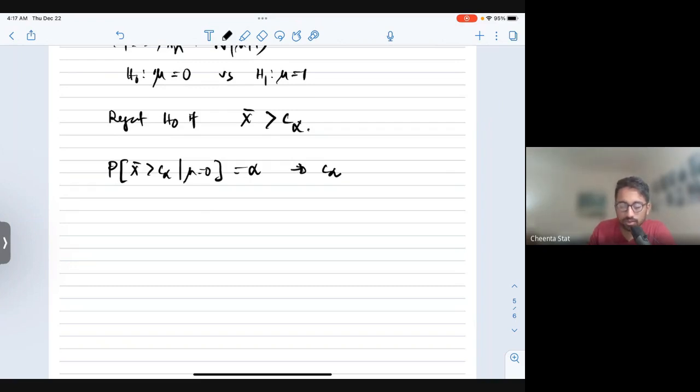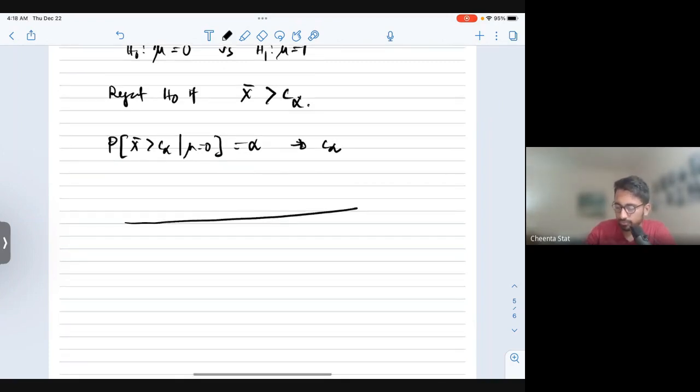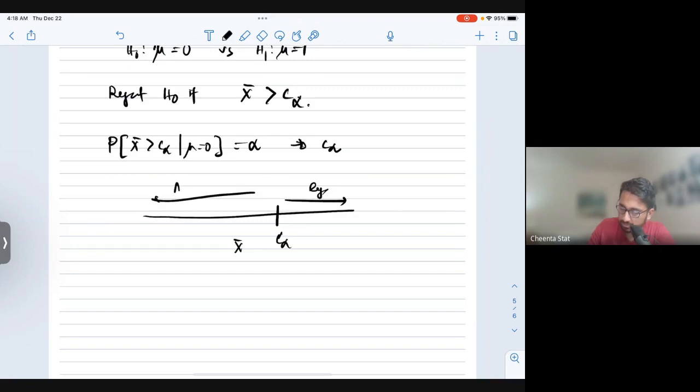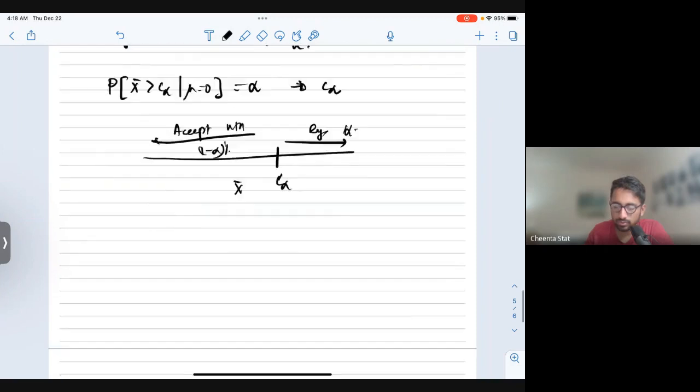Using this, we get a rejection region, and an acceptance region also. So if X bar is greater than c alpha, we reject, and otherwise we accept with 1 minus alpha, that is 95%, and we reject with alpha percent. We know this given that the Xi follow normal with mean 0, right?